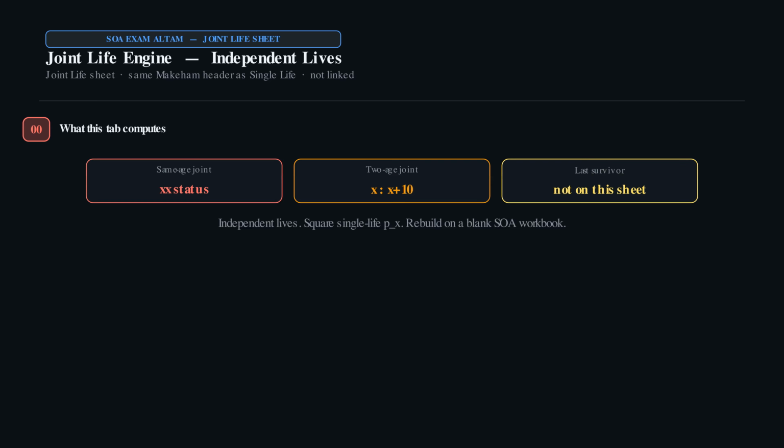This is the joint life sheet in the ALTAM Excel workbook. It is a standalone engine. Independent lives, same Makeham law as the single life tab. The sheet builds same age joint factors on XX, then two age factors on x:(x+10). Last survivor is not computed here.